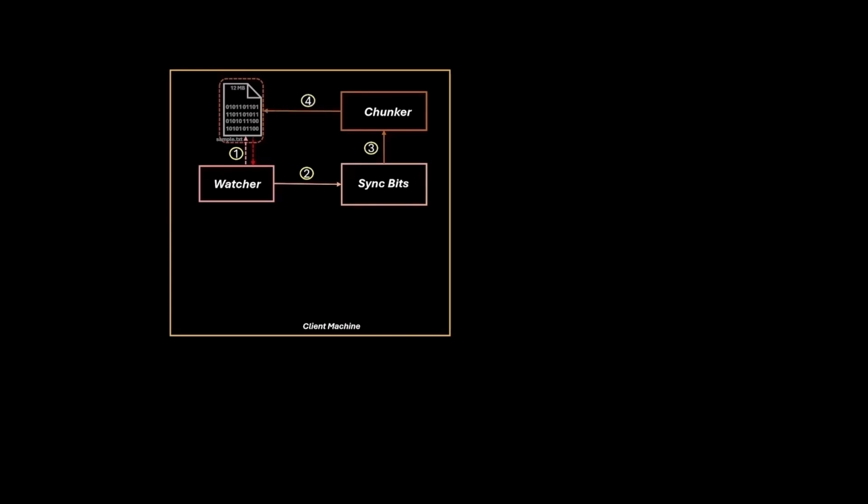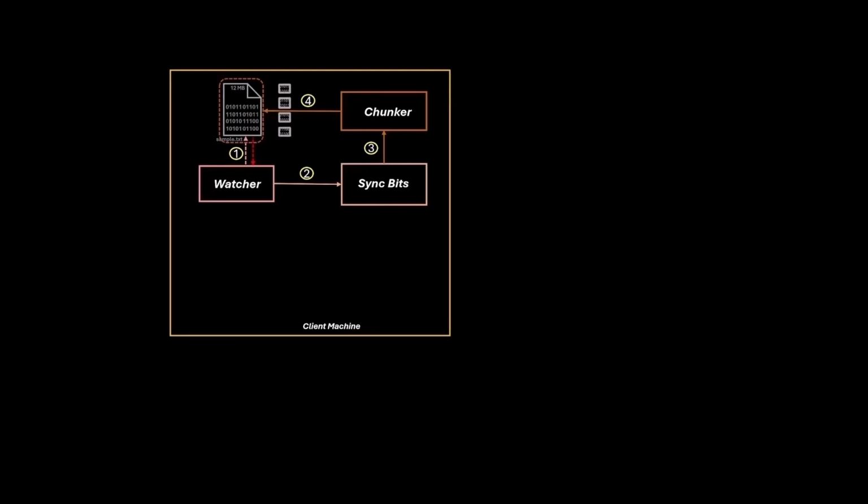Now let's discuss what's happening inside the client machine. This is a watcher service which is constantly watching any changes detected inside the folder. When I say change detection, I'm talking about any new file creation, deletion, updation, and so on. This is the first step. When a change is detected, the watcher service tells the sync bit service that there's a change detected inside that folder. Further, the sync bit service talks to the chunker service in the third step, and in the fourth step the chunker service chunks the data into smaller pieces.